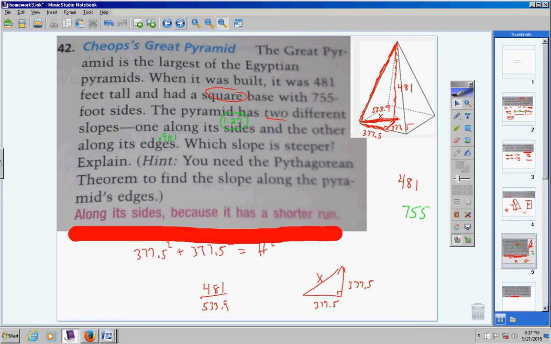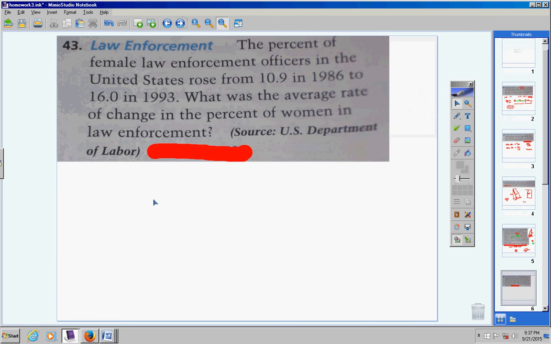All right, number 43. The percent of female law enforcement officers in the United States rose from 10.9% in 86 to 16.0 in 93. What's the average rate of change in the percent of women in law enforcement? The rate of change, in other words, the percentage of change per every year. That's what they're asking for, guys. The percentage of change in these years.